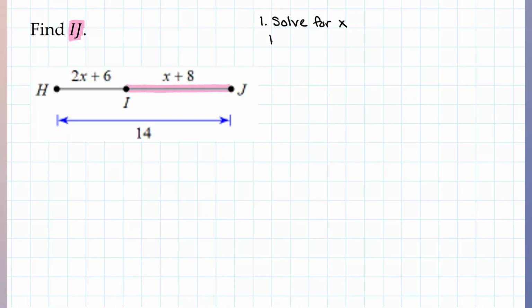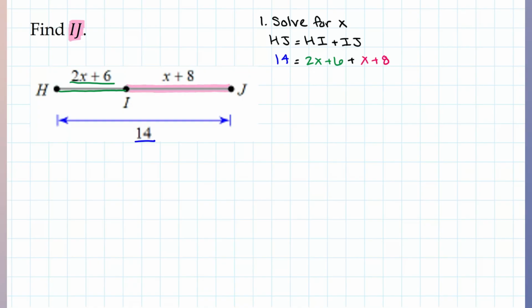So when we use segment addition, we know that the whole segment, in this case HJ, is equal to the sum of the two parts. So HI plus IJ. Again, I like to write this out, and then I'm going to plug in what we know is equivalent for those. So HJ we know is 14, equals our HI, which is 2x plus 6. We're going to add that to the other part, which is IJ, so x plus 8.